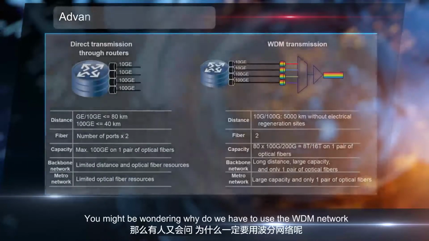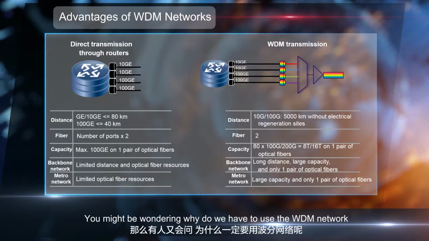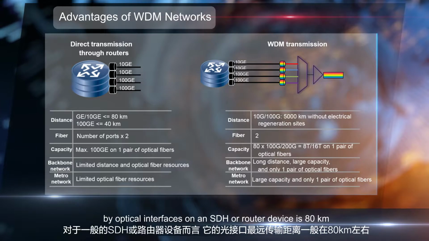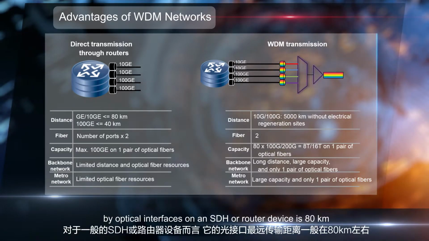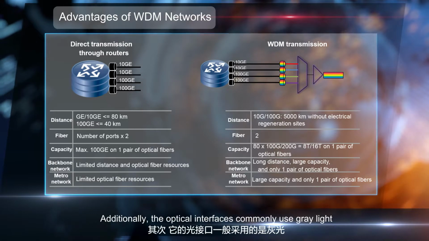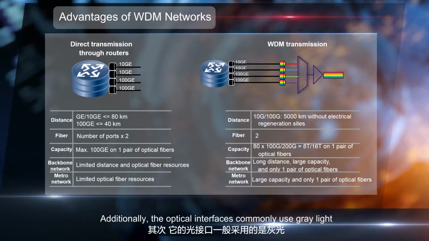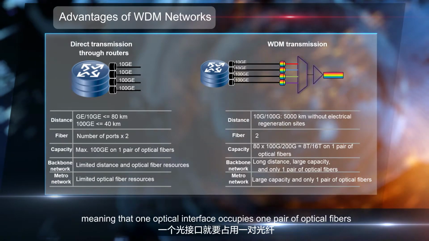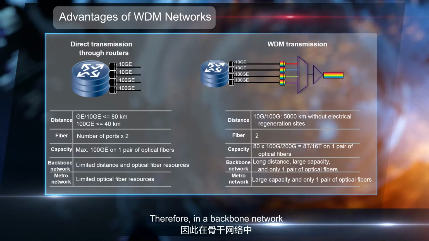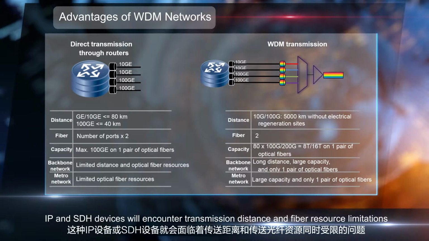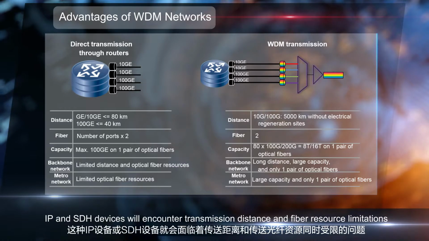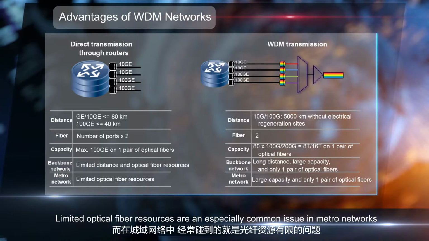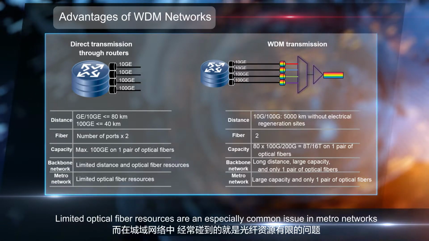You might be wondering, why do we have to use the WDM network? The longest transmission distance supported by optical interfaces on an SDH or router device is 80 kilometers. Additionally, the optical interfaces commonly use gray light, meaning that one optical interface occupies one pair of optical fibers. Therefore, in a backbone network, IP and SDH devices will encounter transmission distance and fiber resource limitations. Limited optical fiber resources are an especially common issue in metro networks.